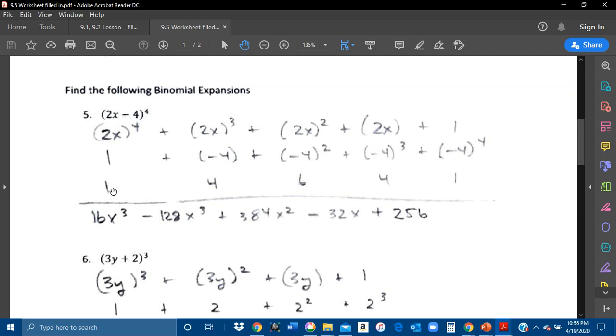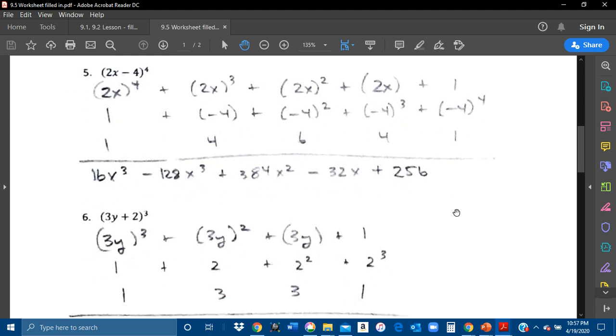Now multiply this all together. I got 16x, that should be to the fourth power. That's a mistake there. 16x to the fourth. Here, if I multiply these all together, it's minus 128x cubed. Multiply these all together, I get plus 384x squared. Multiply these all together, and negative 32x. Multiply these all together, I get plus 256.